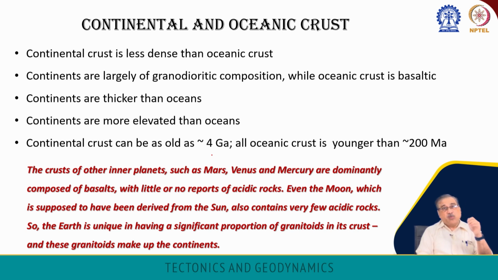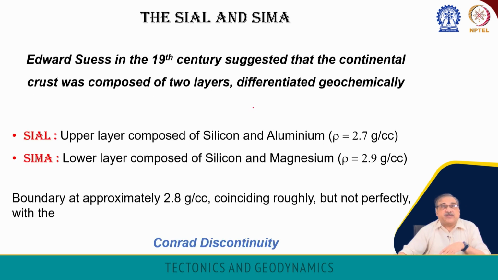The Moon, for instance, also has a dichotomy. So you have highlands and you have lowlands, which are the dark patches that you see on the Moon. The dark patches are basalts. The light patches also are not acidic rocks. They're not continents per se. They're a rock called anorthosite. So acidic rocks, the rocks that make up most of our continents, are very few, even on the Moon. So in that manner, the Earth itself is unique. You have a significant proportion of granitoids in the Earth's crust, and these are the granitoids that make up the Earth's continents. And it's important to know this is why the Earth is such a unique planet.